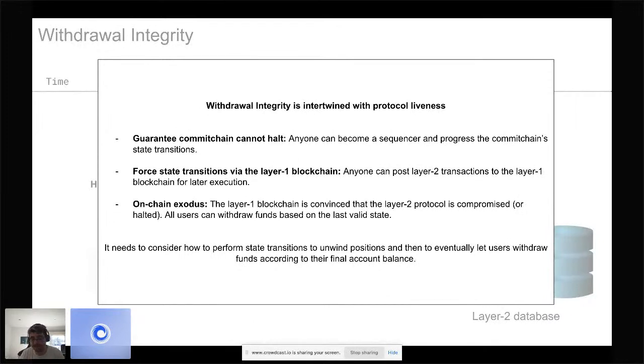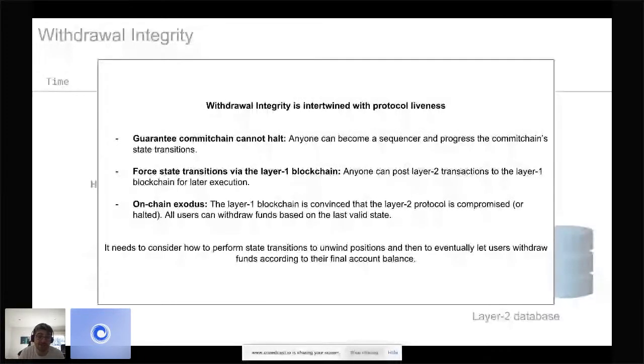The third approach is on-chain exodus, it's been called. I think that's the phrase ZK Sync use. So the layer 1 blockchain needs to be convinced that the layer 2 protocol is compromised or halted. It's no longer live, it's no longer progressing, and there's no more transactions being posted. And so all users will just withdraw their funds based on the last valid state of the database. So I have $10 on the system, the sequencer disappears, there's no new checkpoints, then eventually Ethereum will just let me withdraw my $10.